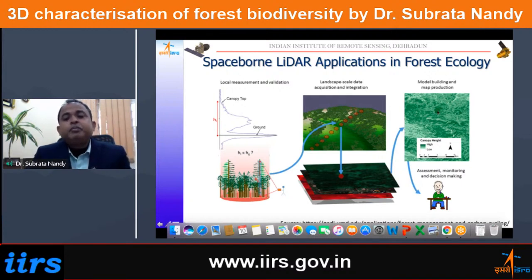So basically, we need to integrate with some other parameters as well to build a model. In our case, we have generated a canopy height model over a larger area. What I showed earlier is that we have integrated GEDI height information with Sentinel-1 data to get an overall map of this area. And these maps are a very essential component for assessment, monitoring, and of course for decision making.